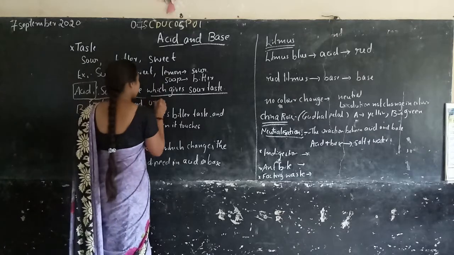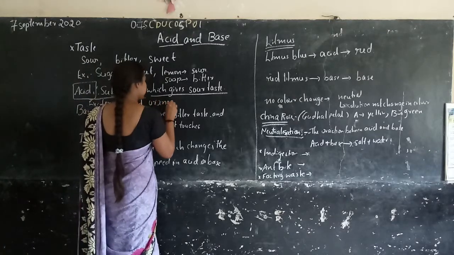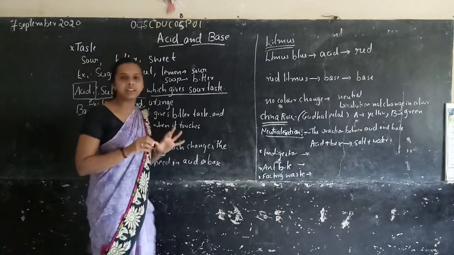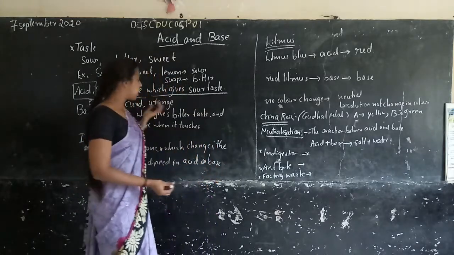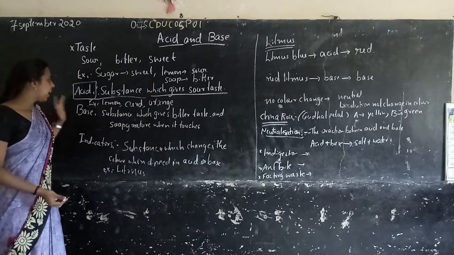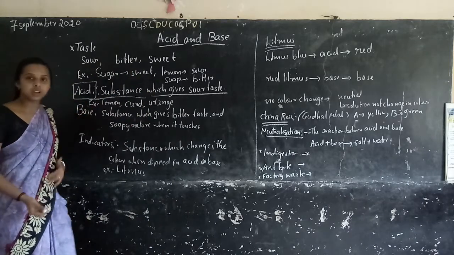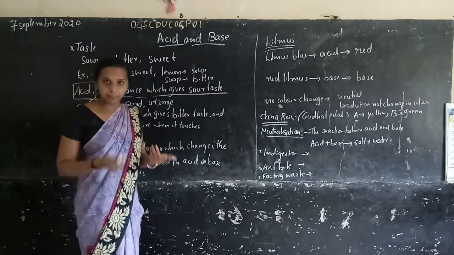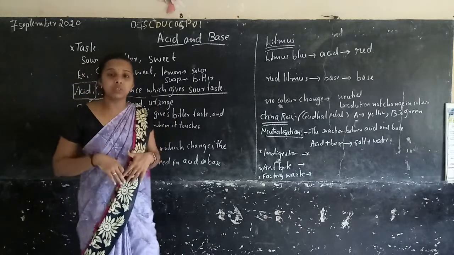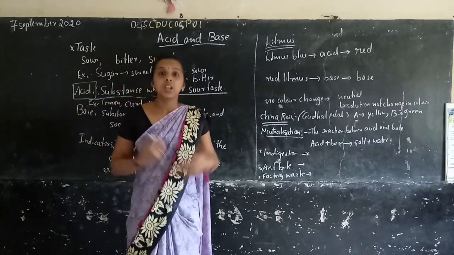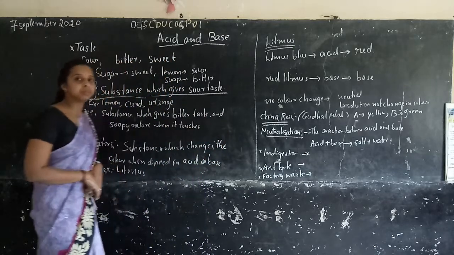Then what is the taste of orange? Some sour taste will be there, right? So these are also examples of acids. These are natural acids. Can we prepare them? No, right? Because these are obtained in our environment, our surroundings, these are natural acids.